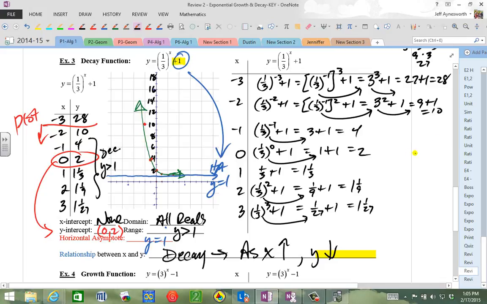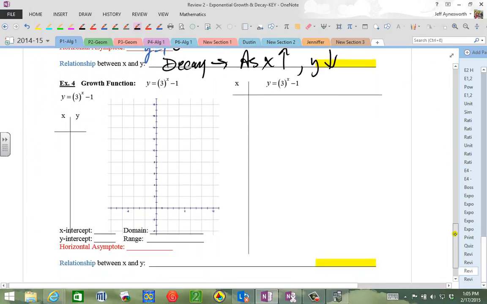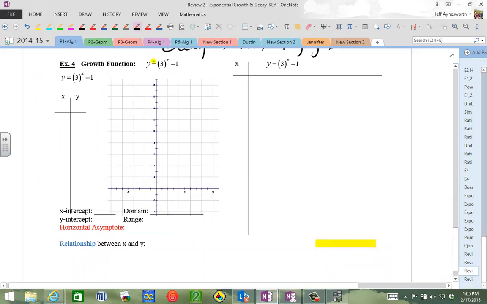All right, last but not least, here we go. Another growth function, base 3. Okay, I already can tell just by looking at this right here that the horizontal asymptote has been shifted down 1 unit, so I'm expecting that. Let's see what we get.